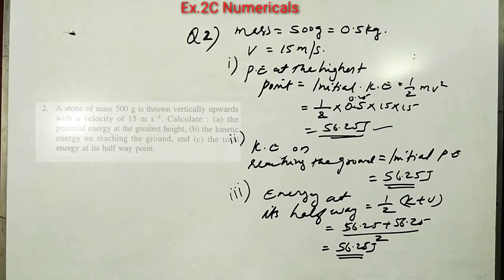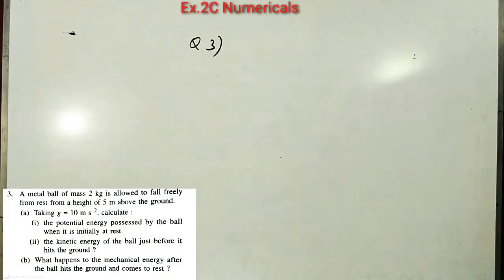Okay. Now moving on to question number 3. A metal ball of mass 2 kg is allowed to fall freely from rest from a height of 5 meter above the ground. Taking g equal to 10 meter per second square, calculate first the potential energy possessed by the ball when it is initially at rest. Second, the kinetic energy of the ball just before it hits the ground.